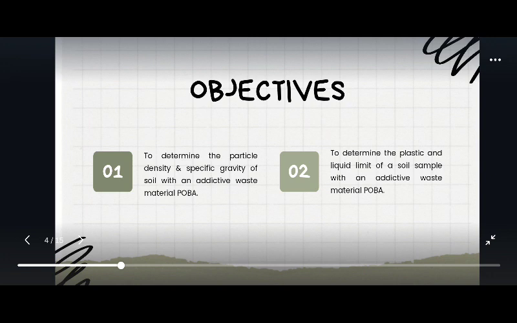The objective of this laboratory activity is to determine the particle density and specific gravity of soil with an additive waste material POBA. And second is to determine the plastic and liquid limit of a soil sample with an additive waste material POBA.